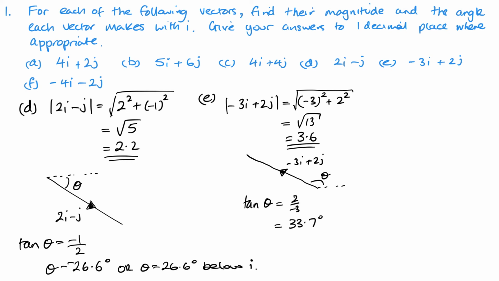However, it's clearly not 33.7 degrees. So I do need to be careful with this. So my actual value of theta is going to be 180 minus the 33.7, so 146.3 degrees.